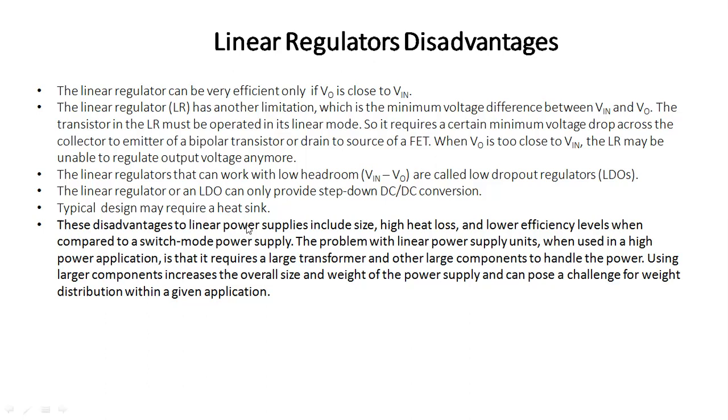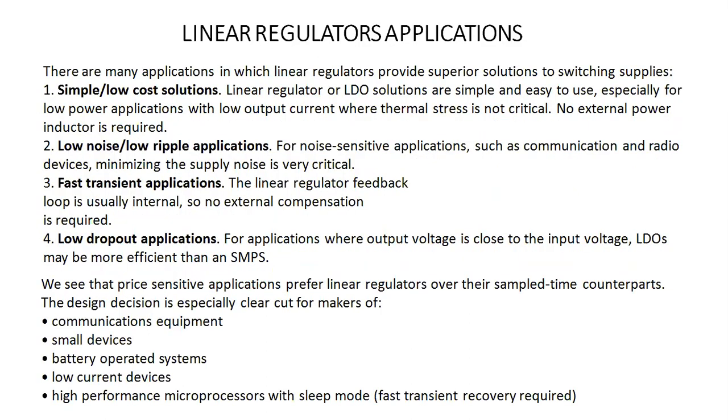The disadvantages of the linear voltage regulator, the linear power supply, include its size, high heat loss, and its efficiency, which is less when compared to the switch mode power supply. The problem with the linear mode power supply is that when we are using it in a high power application, it will require a large transformer and other large components to handle the power. Using these large components increases the overall size and weight. So this will again be a disadvantage for the linear voltage regulator.